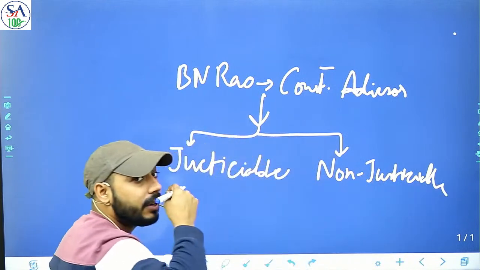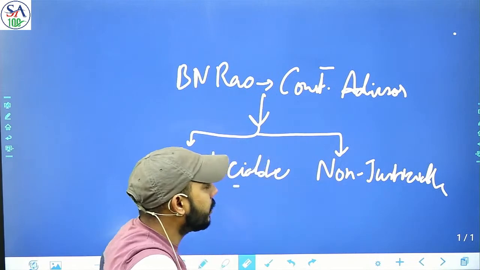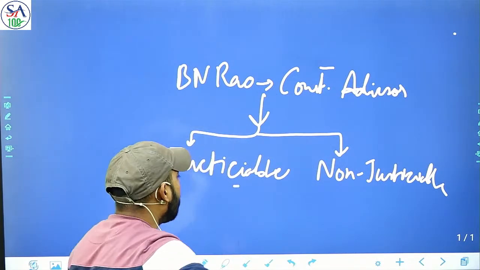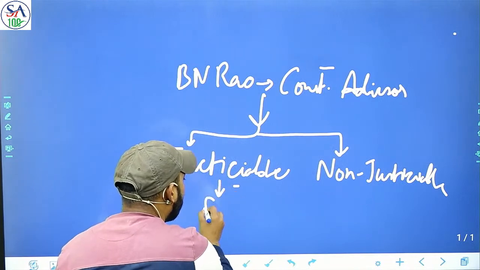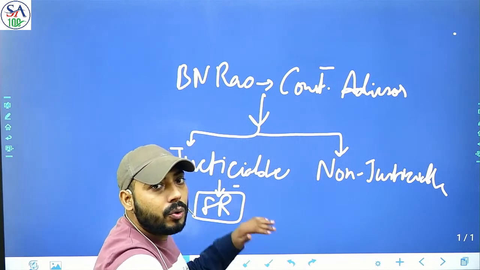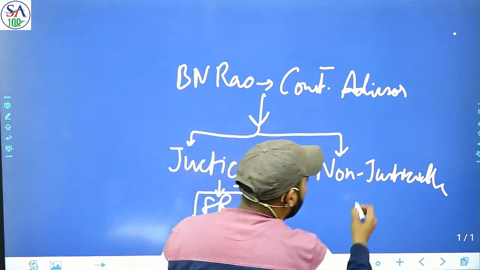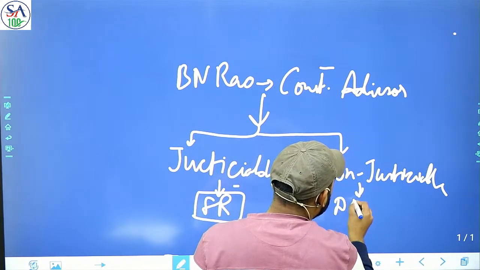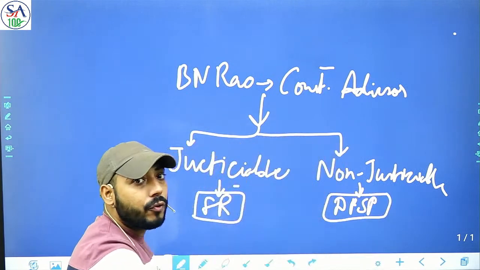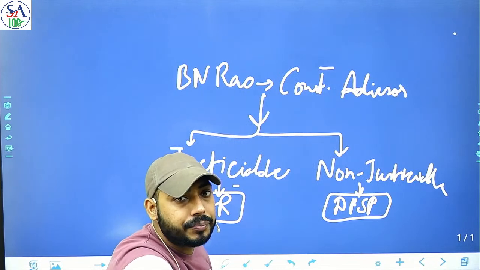What are two main different categories? Justiciable and non-justiciable. So, fundamental rights, which are included in Part 3rd of the Indian Constitution, are justiciable in nature. We will look into the meaning of what the word justiciable means. On the other hand, DPSP, which are included in Part 4th of the Indian Constitution, are non-justiciable in nature.